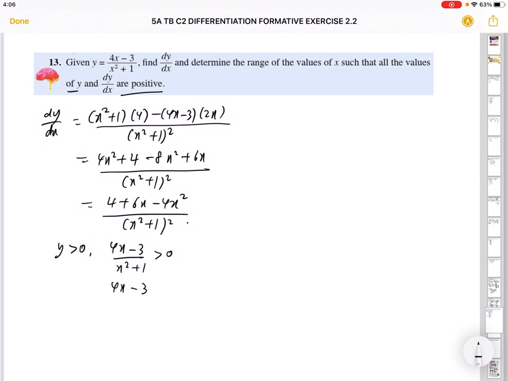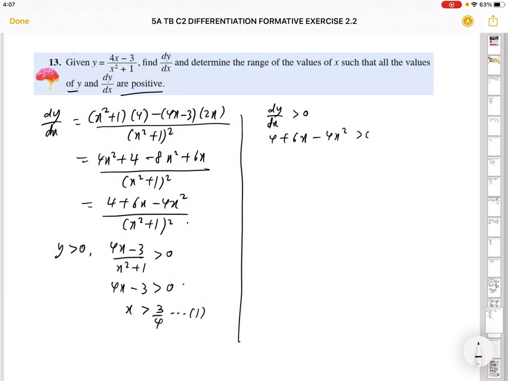The second condition is that your dy dx must be more than 0. So 4 plus 6x minus 4x squared more than 0. Now this is where you have to solve a quadratic inequality. So for me, I'll just divide by negative 2. So you get 2x squared minus 3x minus 2 less than 0. Remember, whenever you times or divide with a negative, the sign has to change. Let me just get this to be 2, 1, minus, plus.